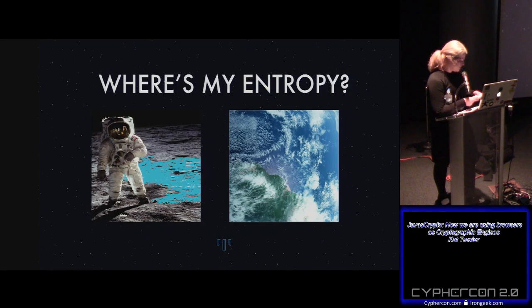So how does JavaScript attempt to overcome its lack of a secure random number generator, as you might see in Java, say? There are two different approaches that I'm going to talk about here. One of the approaches actually says we can't trust JavaScript at all to do this.